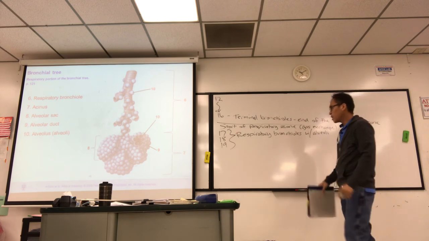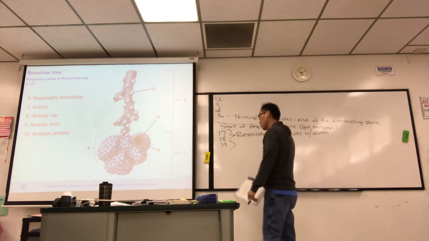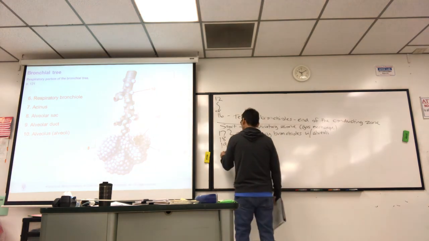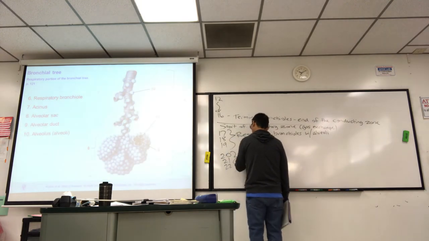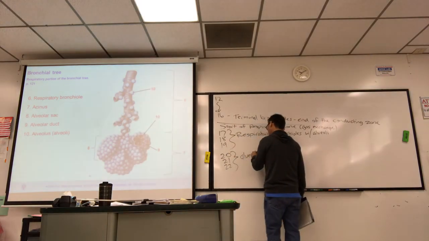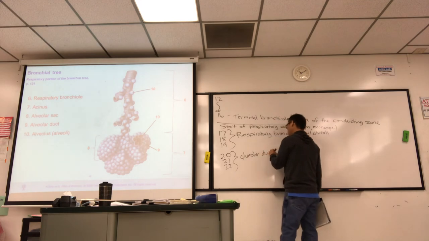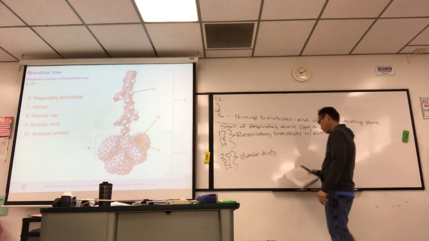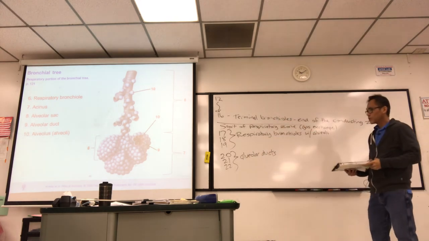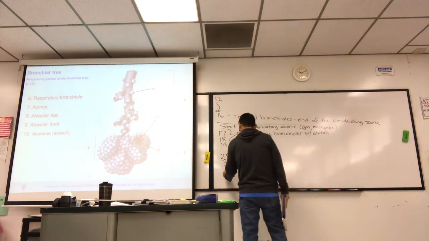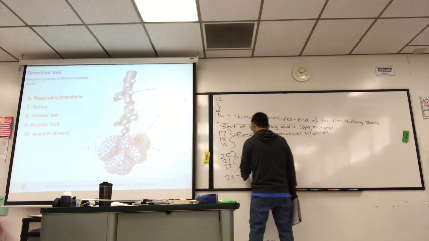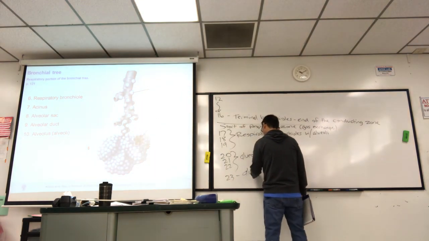Divisions number 20, 21, and 22 are called alveolar ducts. Last division, 23 or 24, depending on what book you read. I'll say 23, we'll just end it there. That's where you get the dead end alveoli.